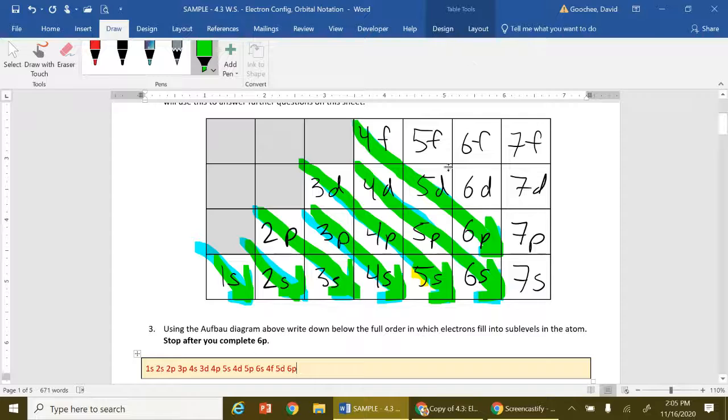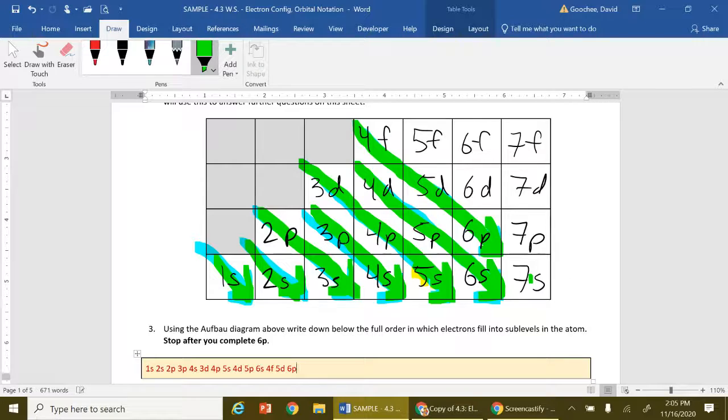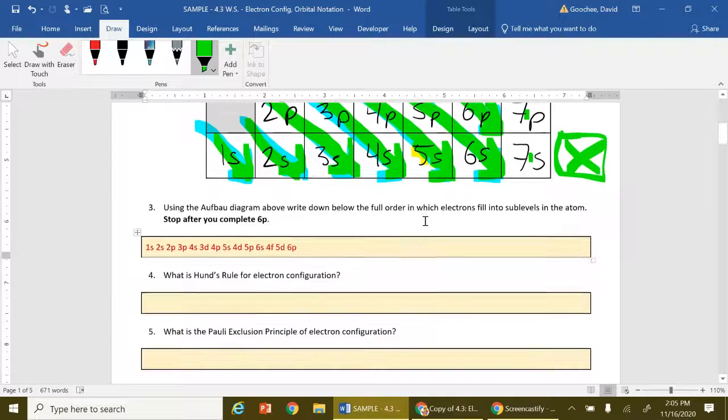Okay, so there we go. That is the Aufbau order. And then it continues onward to the 7s, the 5f, the 6d, the 7p. Mr. Gucci, why does it end here? Because at this point, we are out of elements. There is no element that goes here. We are officially out of all known elements. Okay, cool. So that's the Aufbau order.